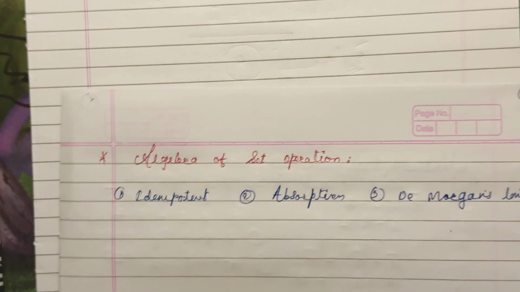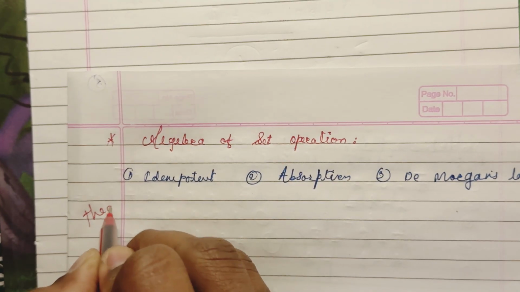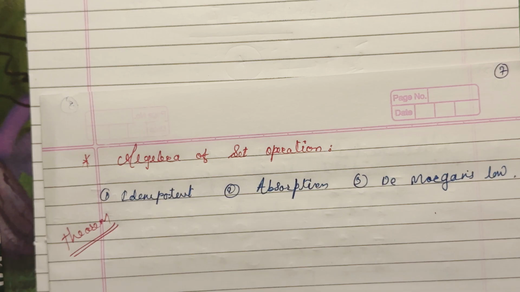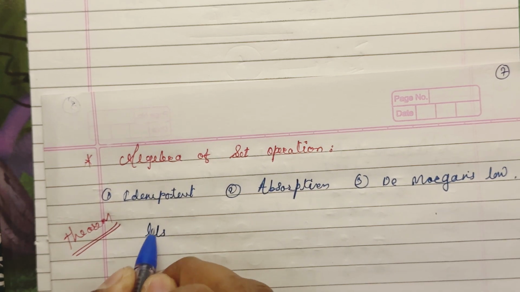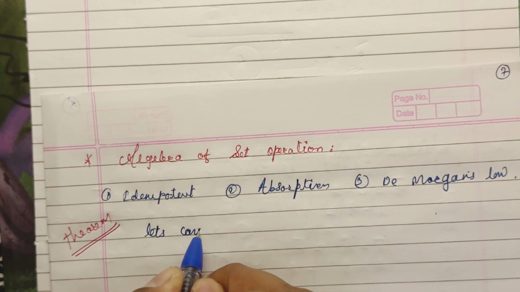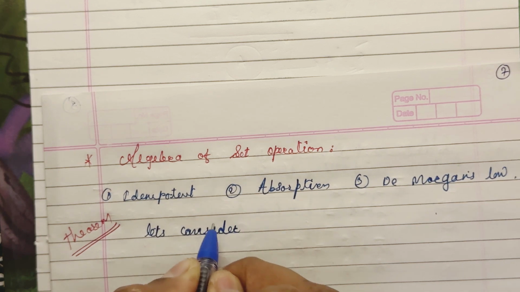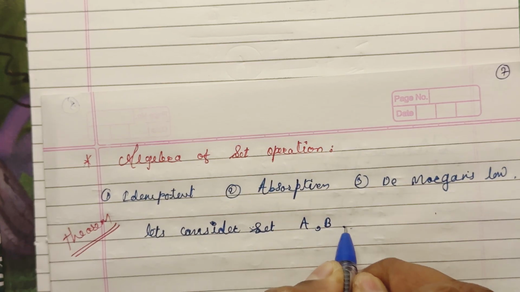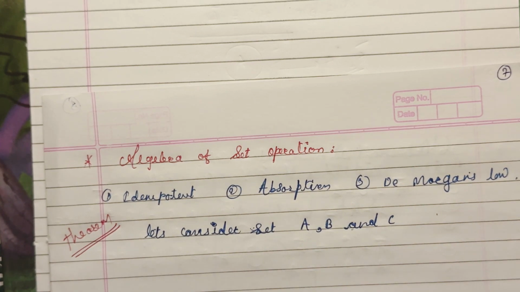So for that we consider a standard theorem, where we prove standard statements. Since we are playing with numbers and sets, we take theorems accordingly. Let's consider the sets A, B and C. I consider here three sets A, B, C.